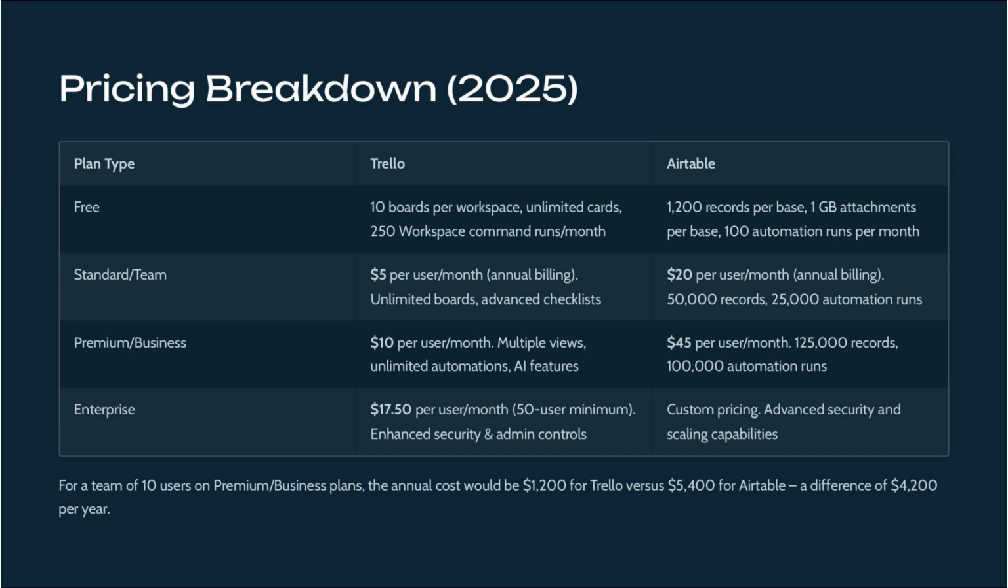Let's talk real numbers. For a 10-person team, you're looking at $1,200 annually with Trello versus $5,400 with Airtable. That's a $4,000 difference. Trello's free plan gives you 10 boards and unlimited cards, while Airtable limits you to 1,200 records per base. The math is simple. If visual task management meets your needs, Trello delivers incredible value. If you need database functionality, Airtable's premium pricing becomes justified.